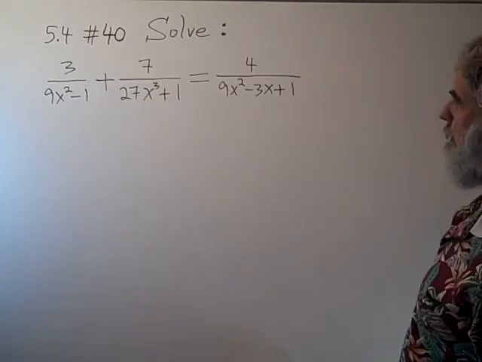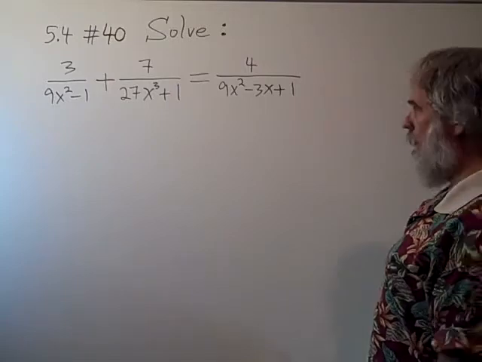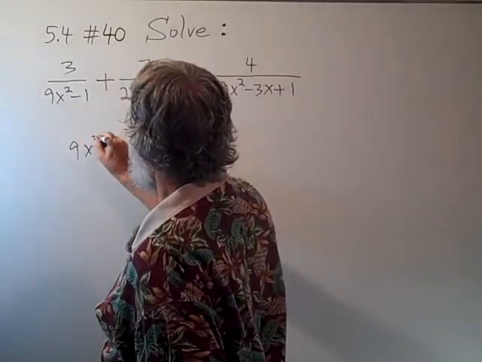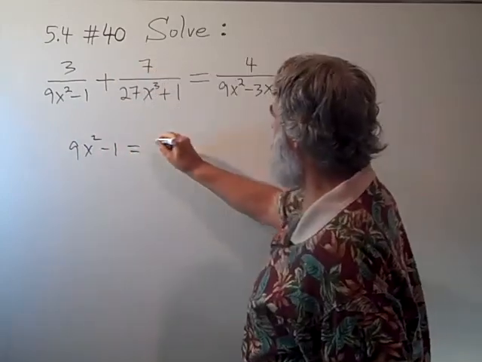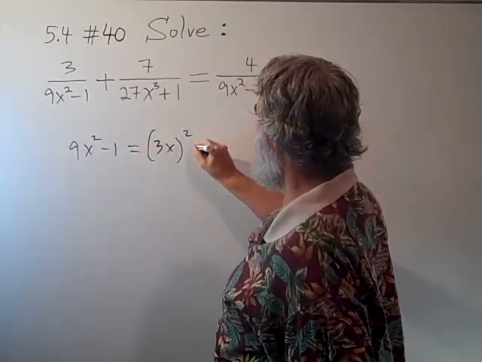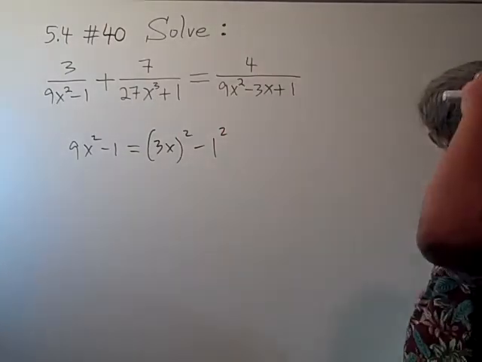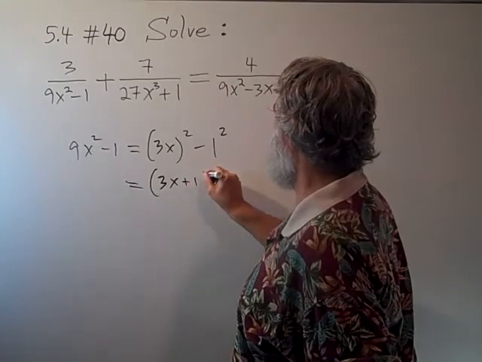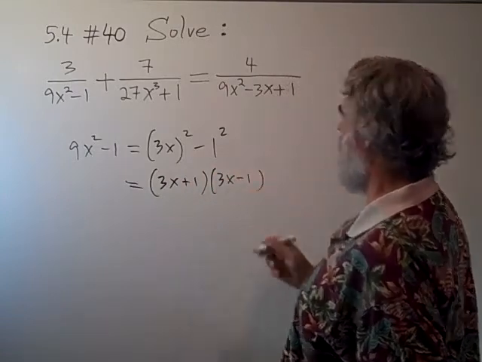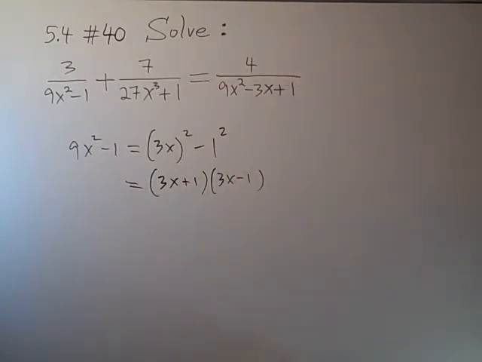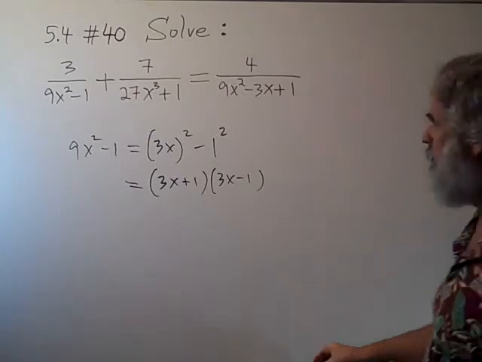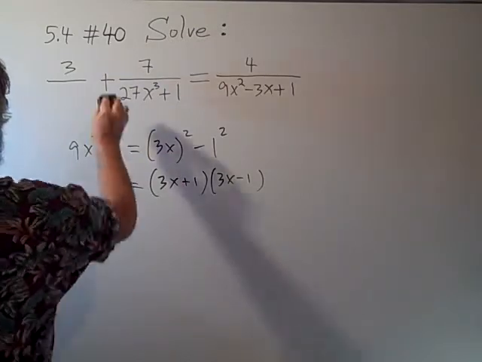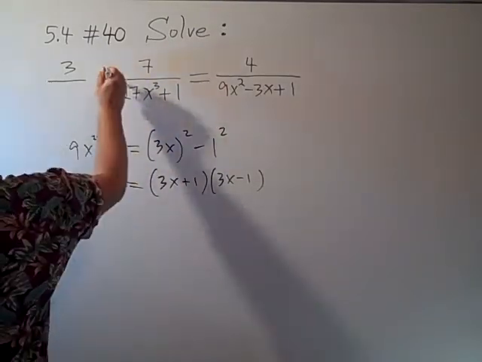Okay, the first step to solving this equation is factoring all of the denominators. So to begin with, 9x squared minus 1, you can think of that as 3x squared minus 1 squared. So that factors as the difference of squares, 3x plus 1 times 3x minus 1. So our first denominator factors like that. So let's replace that first denominator with its factorization here.